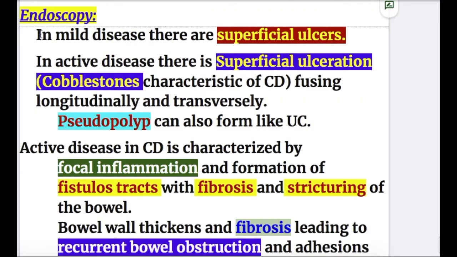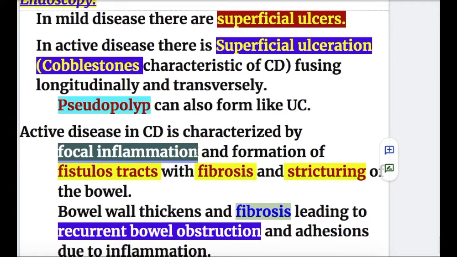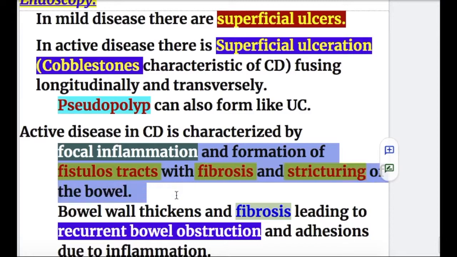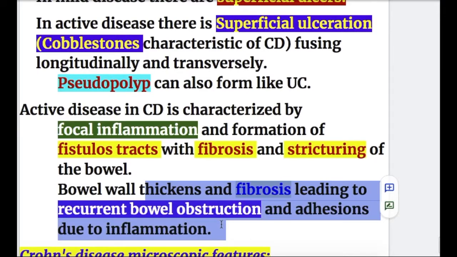Endoscopic features. In endoscopy, in mild disease, there are superficial ulcers. In active disease, there are superficial ulceration and cobblestones, which are characteristic of Crohn's disease, fusing longitudinally and transversally. Pseudopolyps can also form like in ulcerative colitis. Active disease in Crohn's disease is characterized by focal inflammation and formation of fistulous tracts with fibrosis and stricturing of the bowel. The bowel wall thickens and fibroses, leading to recurrent bowel obstruction and adhesions due to inflammation.